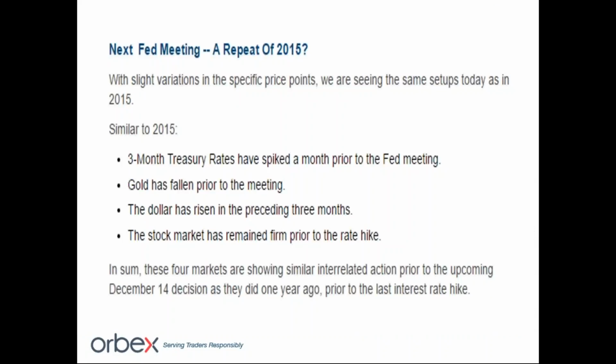Now, let's see whether I've got the right one. Okay, a lot of talk about a repeat of 2015. There are some slight variations, they say, but it looks like there's a repeat in certain areas. Look at 2015, and you can see that 3-month Treasury rates spiked a month prior to the Fed meeting, which is exactly the same as what has happened now. Gold in 2015 fell prior to the meeting again. The dollar had risen in the preceding 3 months, which is exactly the case now. The stock market remained firm prior to the rate hike, exactly what's happening now.